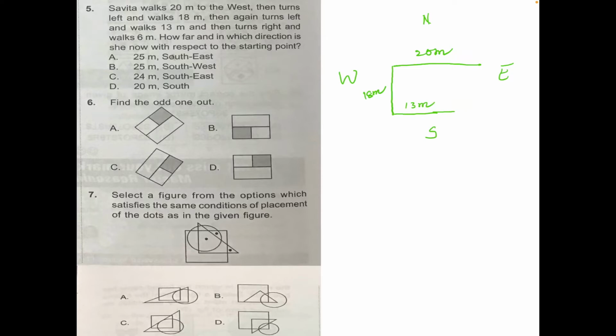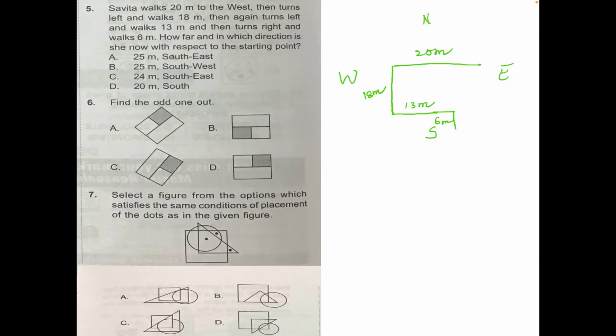Now the question says, and then she turns right. Right means towards south again, right? I am facing east, so my right will be south and left will be north. So right means she goes again towards south. And how much does she walk? She walks 6 meters here.